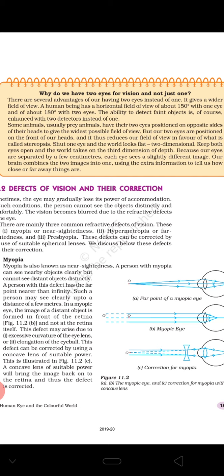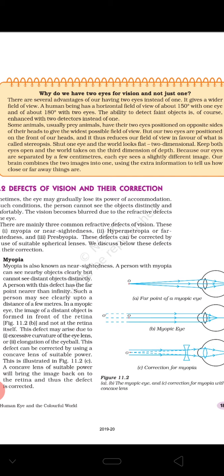For example, human eye has a horizontal field of view of about 150 degree with one eye open, but with the two eye open, the field of view become 180 degree. Okay, so having a two eye gives a wider field of the view. This means that the two eyes open, we can see much larger area as compared to the one eye. Okay, so the human beings have the two eyes at the front of their head, so their field of view is limited to about 180 degree.